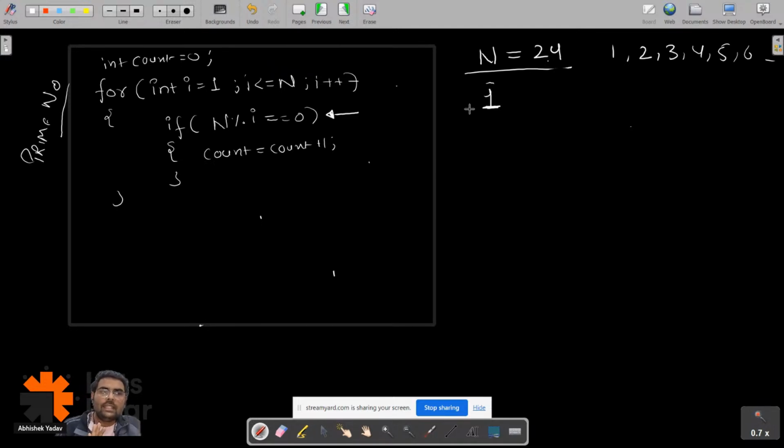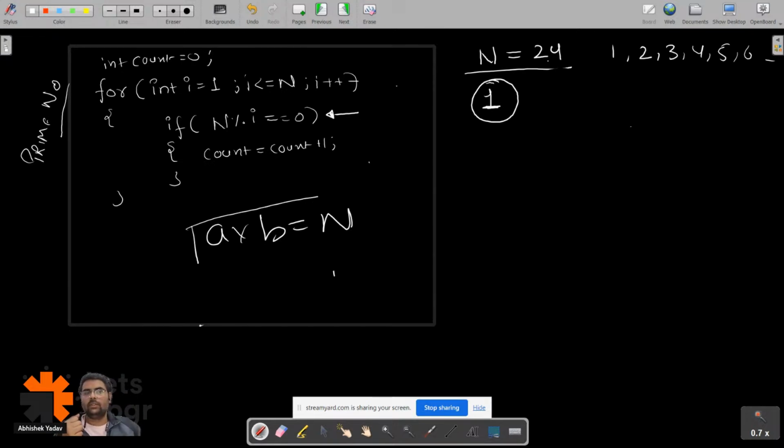If 1 is a factor of 24, can you guys tell me what will be the next factor? What will be the next factor according to this equation? A into B is equal to n. मुझे एक factor मिल गया है. I have got one factor, that is 1. What will be the next factor according to this equation? And here the value of A is 1. I want to find the value of B, and the value of n is 24.